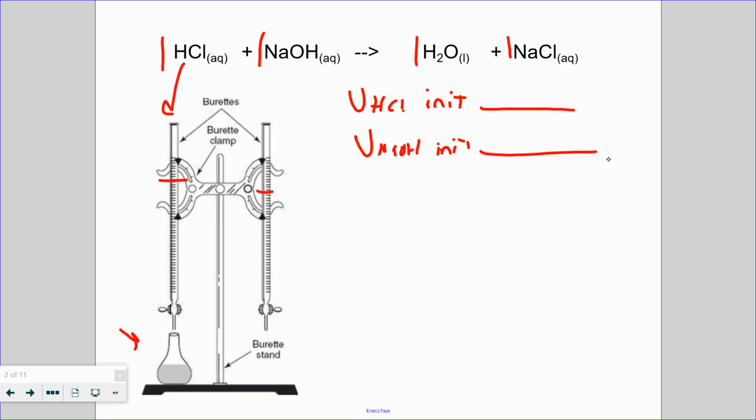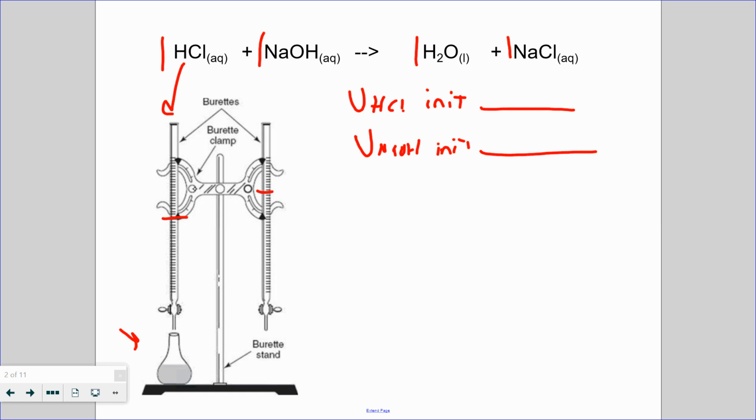So before I started titrating, here's how much HCl I had in my burette. Here's how much NaOH I had in my burette. So I'm going to read those initially. And then I'm going to take some of the HCl and add it into my reaction vessel. So I'm going to let this run down to, say, right there. Okay, so I no longer have this much in there, but I wrote it down already, right? I wrote that number down. If I didn't, I'm in trouble.